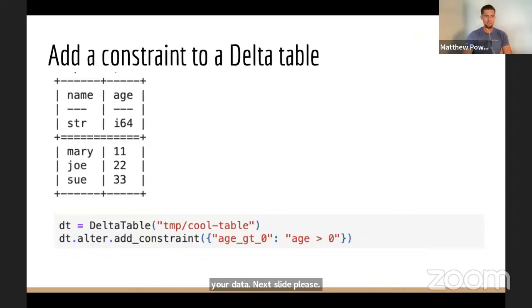Now let's check out another Delta table that has two columns, name and age. The name column is a string and the age is an int64. And what we're going to do here is add a constraint to our table. So we're instantiating a Delta table object, and then we're using the alter.addConstraint syntax. That's going to take a dictionary of constraints. The keys are the names of the constraints, and the values are the predicates, which specify what the constraint is doing. So in this case, we're saying, hey, in this table, we don't want any values in the age column that are negative. We only want to allow positive values in the age column.